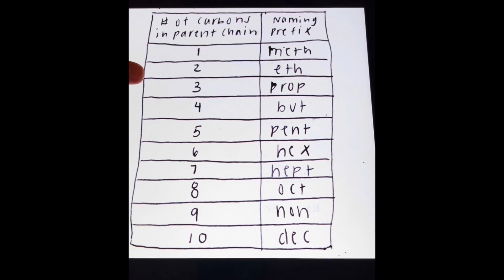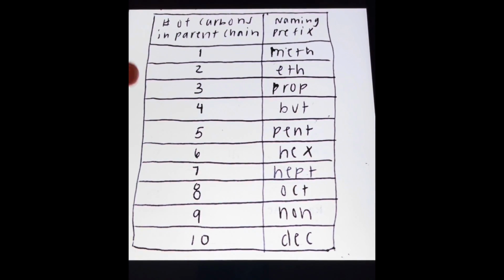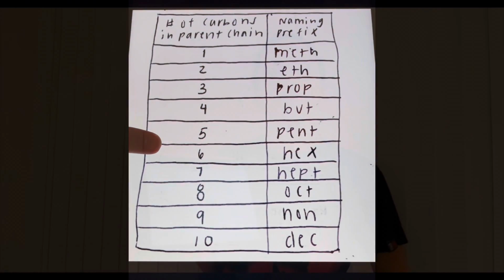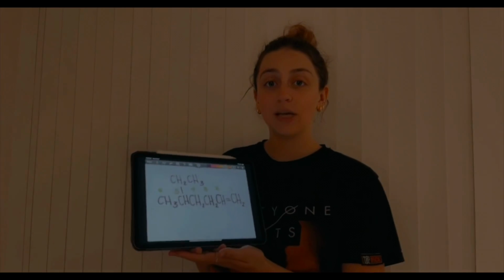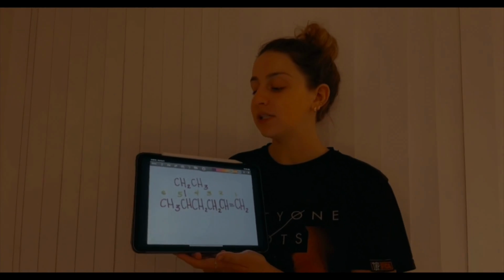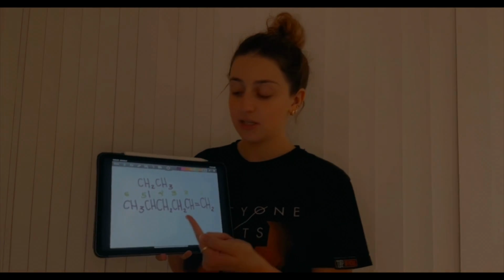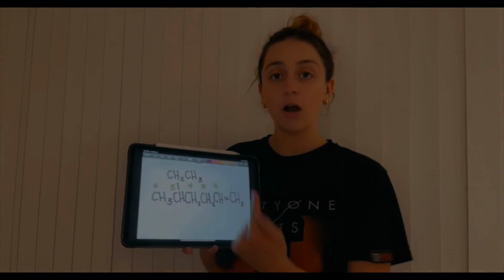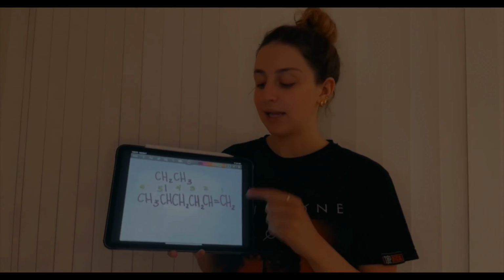This is the chart that you should be looking at when you're naming a parent chain. For example, if there were 3 carbons, it would be propene. And if there were 6 carbons, it would be hexene. The important thing to remember is if you have more than 3 carbons in your alkene, you need to make sure to write down position numbers. These are based off of whatever end carbon is closest to the double bond. Like in this case, it's on the right.